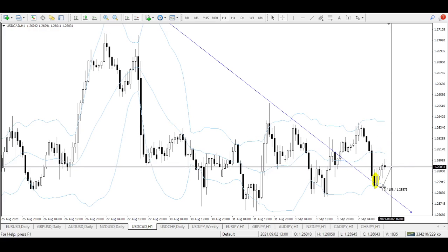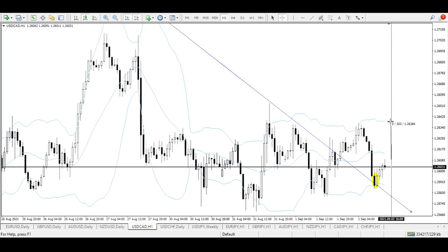So my SL will be below this point, 1.25681, but I'm not going to place the SL. I'll wait for the closing of the 1 hour candle, and if any 1 hour candle closes below this swing low, I'll exit the position. For the target, I will not set any fixed TP. If you want to set a fixed TP, you can set it at 1.26389.